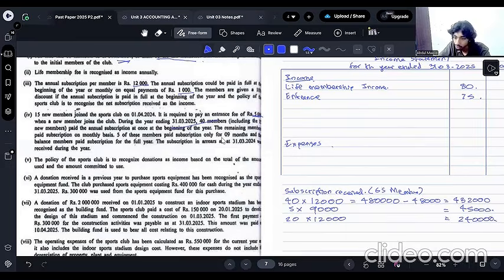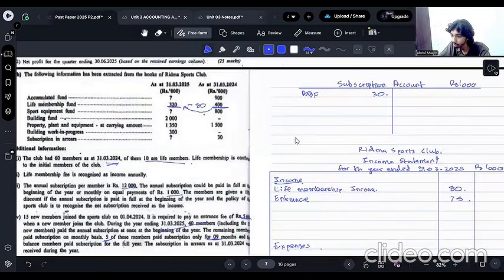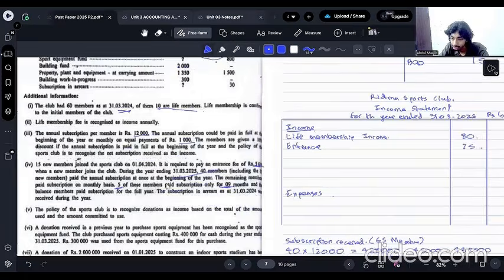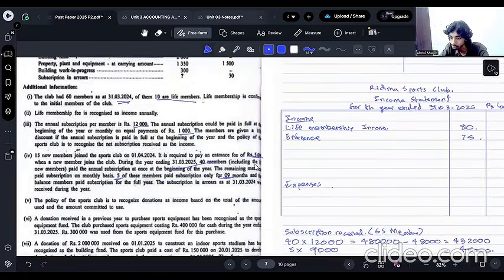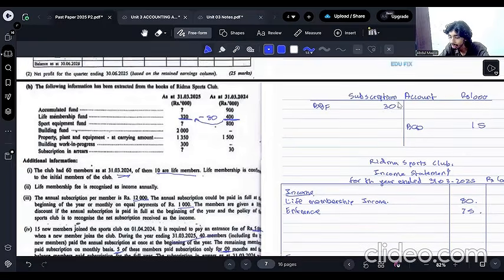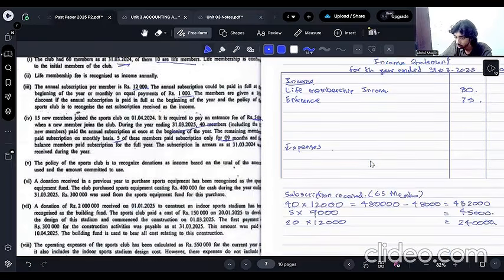Now this 5 members paid for 9 months. For the remaining 3 months they didn't pay, 3 months into 1,000 per month into 5 members. That you can say is closing arrears, 15,000. Okay, and they're saying subscription in arrears as at 31st March 2024 was received during this year. This opening arrears was received.